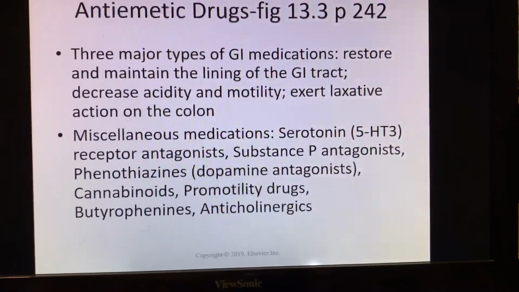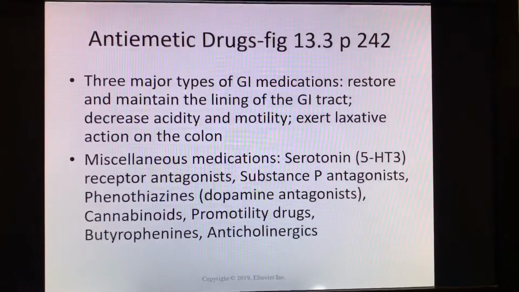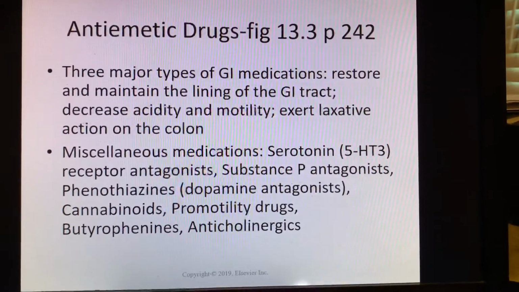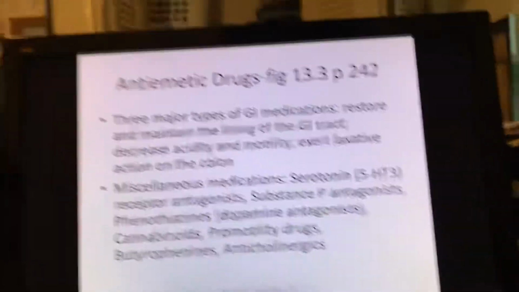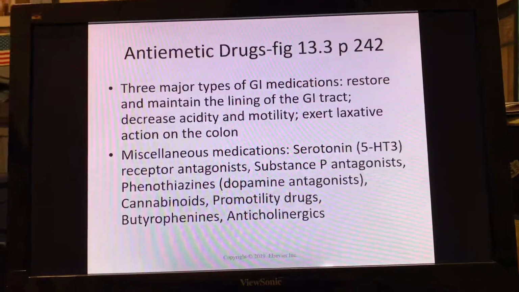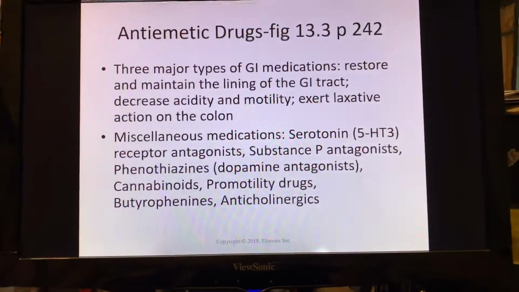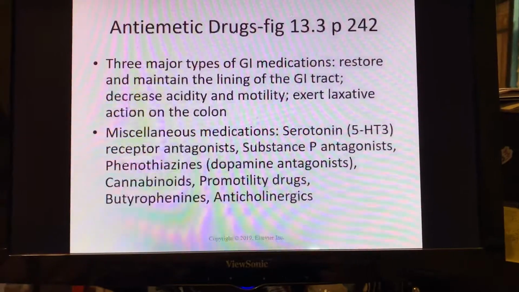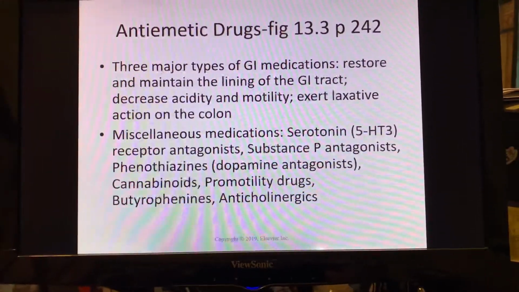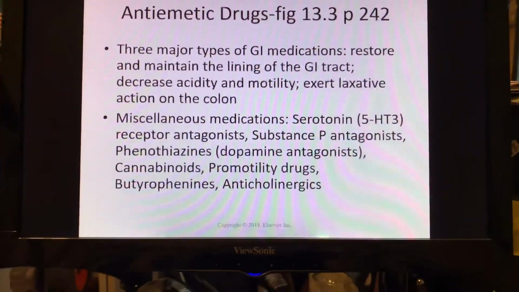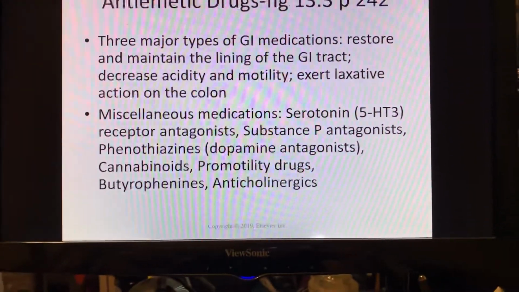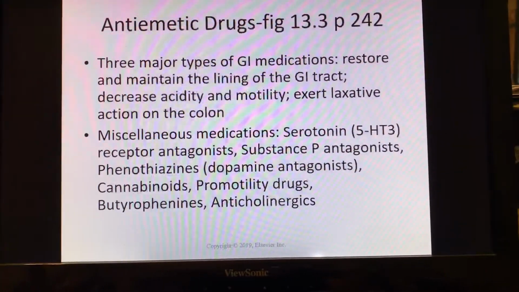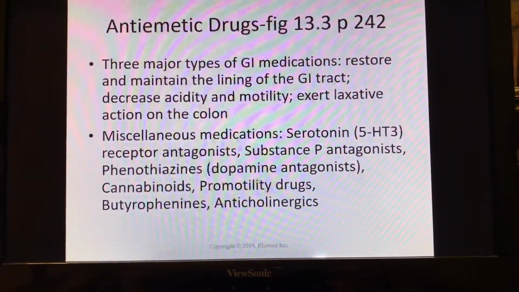We also have a number of miscellaneous medications, and these are the ones that many times we were talking about when we talk about antiemetic drugs. We have serotonin receptor antagonists. If you remember when we talked about migraines, we talked about serotonin receptor agonists that increase the amount of serotonin available. Here we're going to be talking about drugs that decrease the amount of serotonin, because too much 5-HT3 or serotonin can cause a sensation of nausea and perhaps vomiting. Substance P antagonists is another category of drug. Phenothiazines, which are dopamine antagonists.